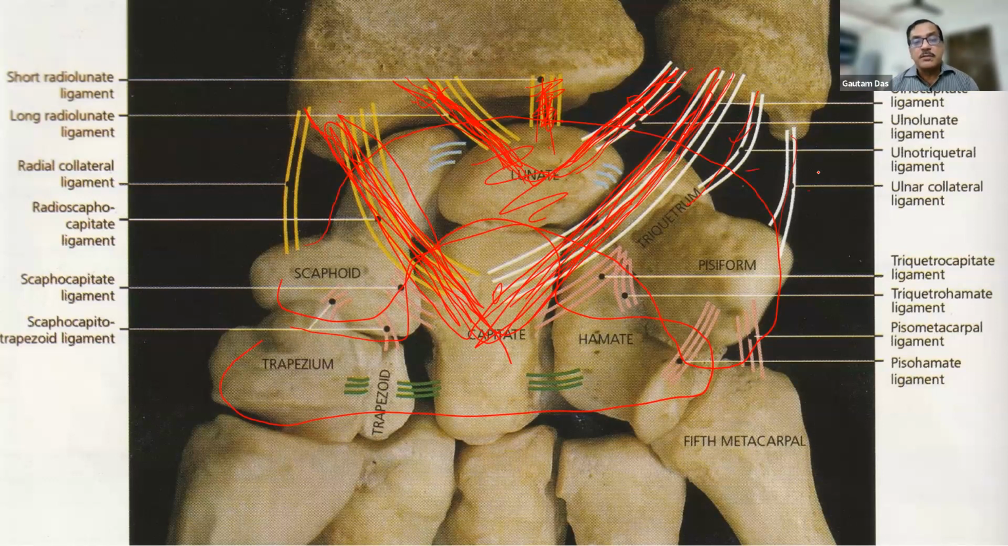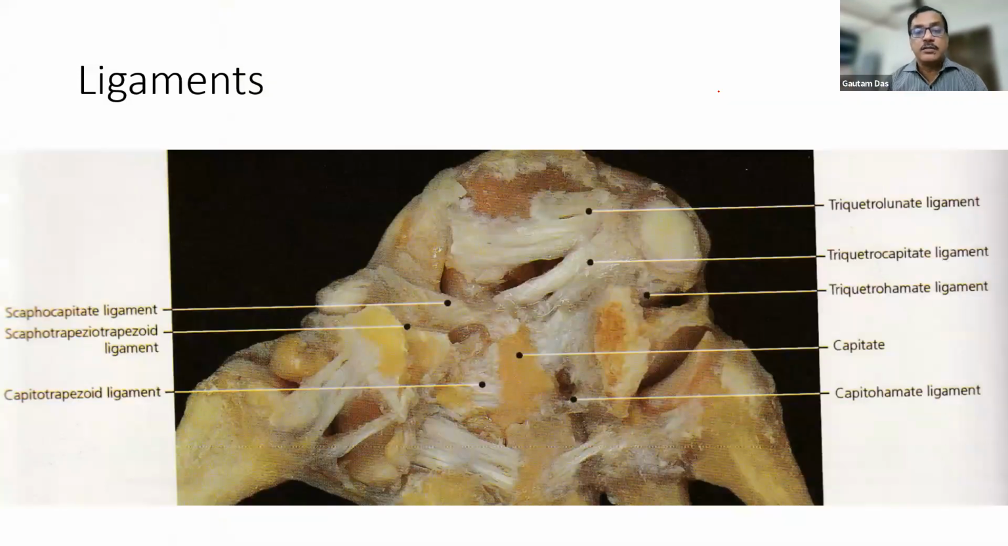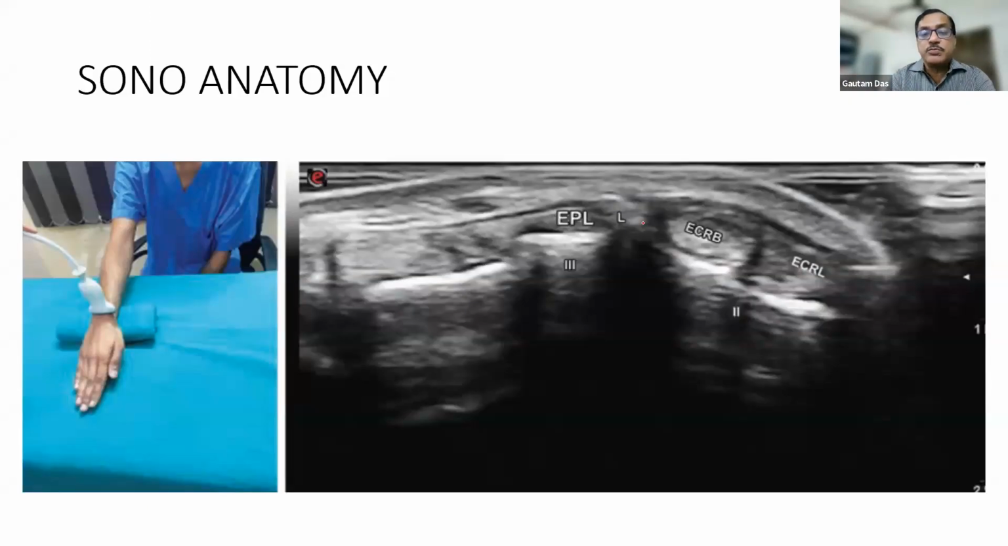So these are the cadaveric dissection. So smaller V, and this is smaller V, and this is larger V. This is the ultrasound pictures. So this was the dorsal compartment. This was the Lister's tubercle. And this was the second compartment. First compartment was here, not seen. So abductor pollicis longus, extensor pollicis brevis.